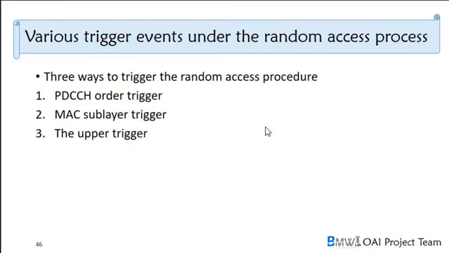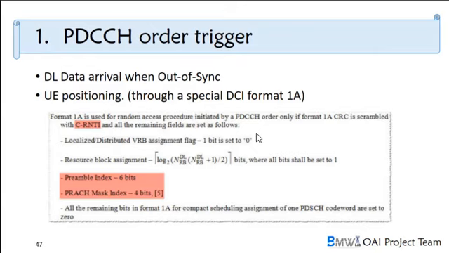Because in the beginning I said we have 6 situations for a random access procedure, and in the six situations we have 3 ways to trigger a random access procedure. The first one is the PDCCH order trigger, the second one is the MAC sublayer trigger, and the final one is the upper layer trigger.